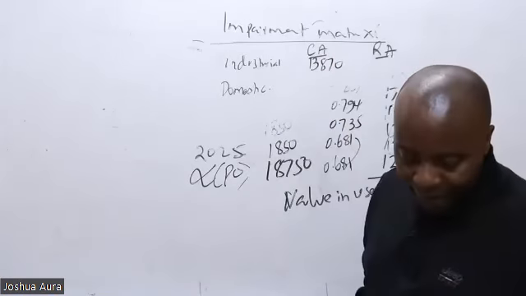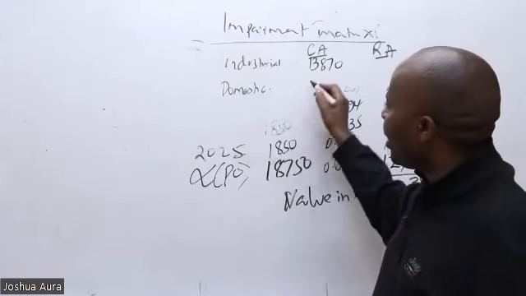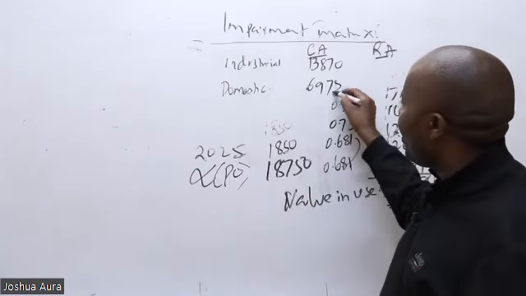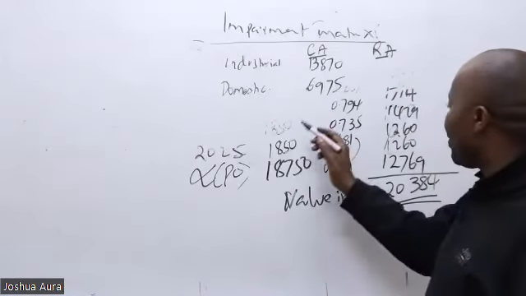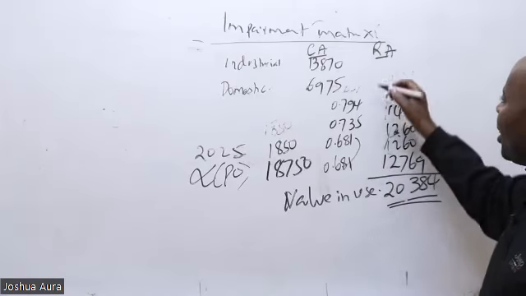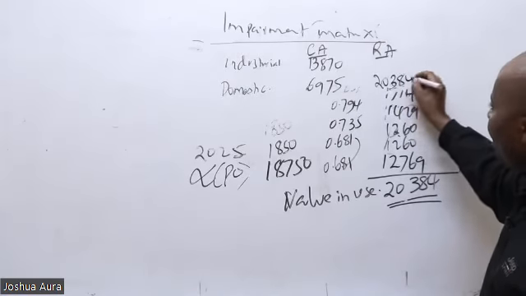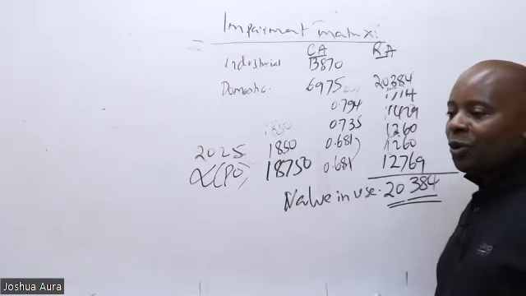13,870. And then domestic, I can see domestic is 69, 69, 69, 75. And then I can see domestic recoverable amount is 2384.